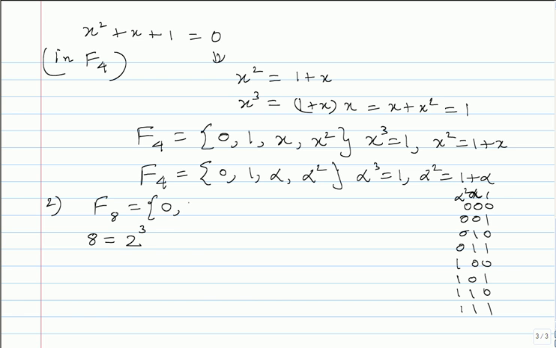So 0, 1, alpha, 1 plus alpha, alpha squared, 1 plus alpha squared, alpha plus alpha squared, and then 1 plus alpha plus alpha squared. Okay, so that's a quick way of writing down all these polynomials. Simply write down all the 3-bit numbers, and then associate each position with the power of alpha and simply multiply and then write out the things. That's F8.